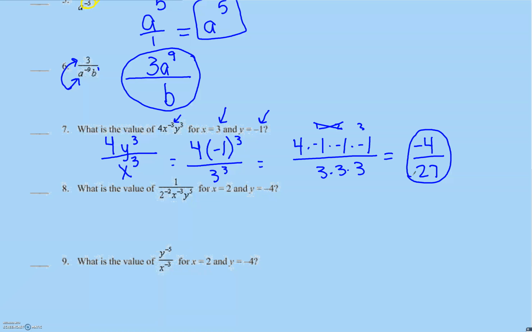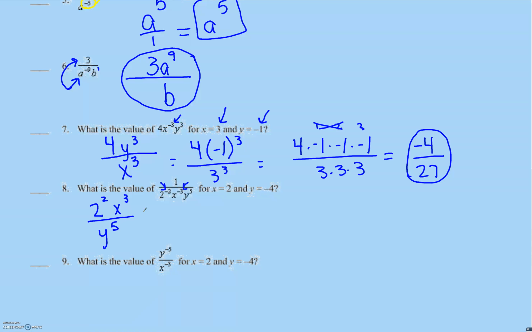Number 8 here as well, I'm going to simplify first. So all of my negative exponents, I'm going to move to the opposite part of my fraction. 2 goes to the numerator with a positive 2 exponent. X goes to the numerator with a positive 3 exponent. And in my denominator, I keep the y to the 5th because it already has a positive exponent. We only move things if their exponent is negative. That's the only time we flip from top to bottom or bottom to top.